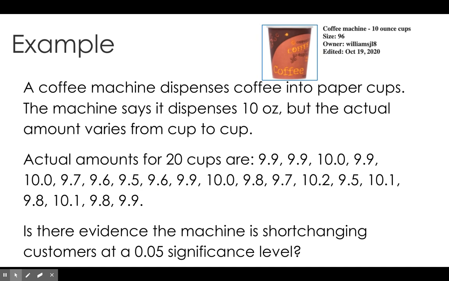So just one last example to close this out. A coffee machine dispenses coffee into paper cups. You might remember this one from the chapter 17 video. The machine says it dispenses 10 ounces, but the actual amount varies from cup to cup. And here are the actual amounts. Is there evidence the machine is short-changing customers at a 0.05 significance level?